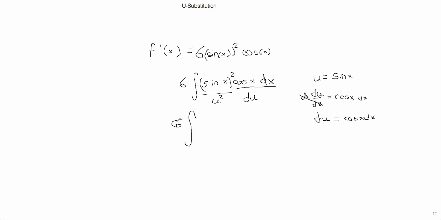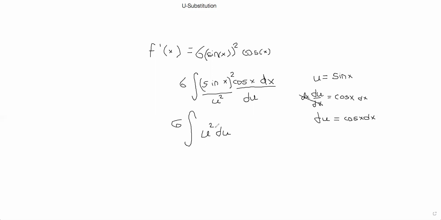We're going to make this 6 times u squared, and then everything else is going to turn into just du. So it's already looking much, much easier. Pretend this were an x. If this were x squared dx, we know how to integrate that, which means we also know how to integrate u squared. So it's a different letter, but the math works exactly the same.